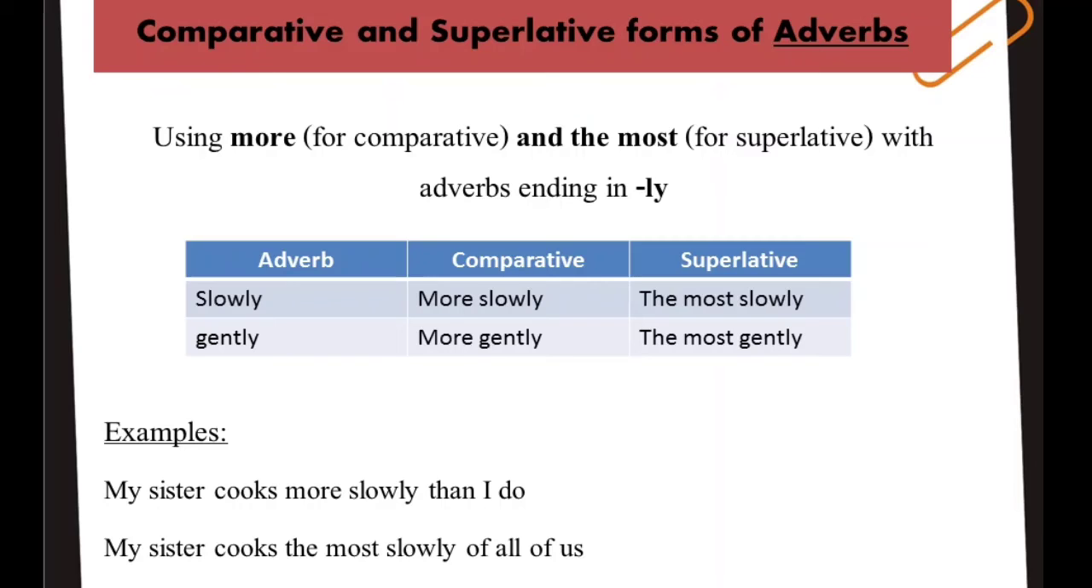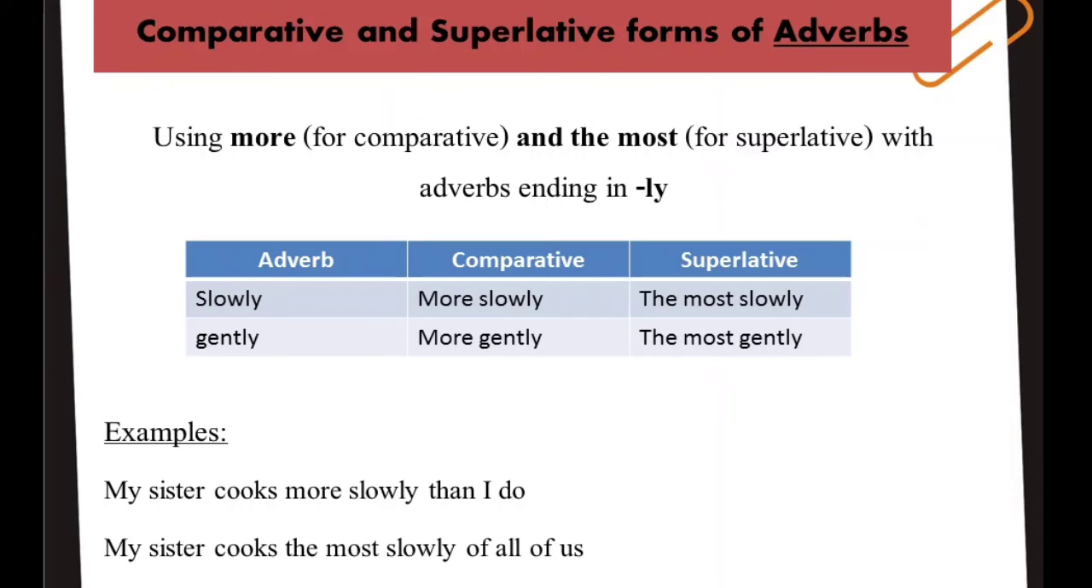And then, if the adverb ends in ly, jadi jika suatu kata keterangan berakhiran dengan huruf L dan Y, you have to use more for comparative and the most for superlative. Jadi kalian bisa menambahkan more untuk comparative and the most for superlative. For example, slowly, the comparative becomes more slowly and then the superlative becomes the most slowly.